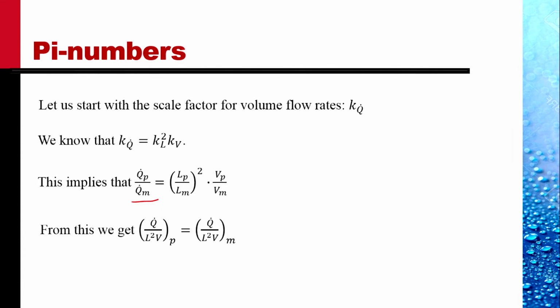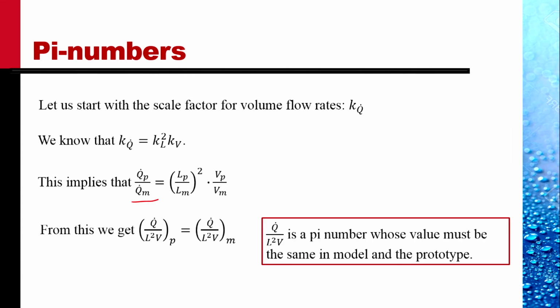It is understood that each of these quantities carried the subscript C, that it is a characteristic quantity: a Q dot that represents the flow, a length that represents the problem situation, a velocity that represents the flow situation, or that is typical of the problem involved. So Q dot divided by L squared V is a pi number whose value must be the same in model and the prototype.